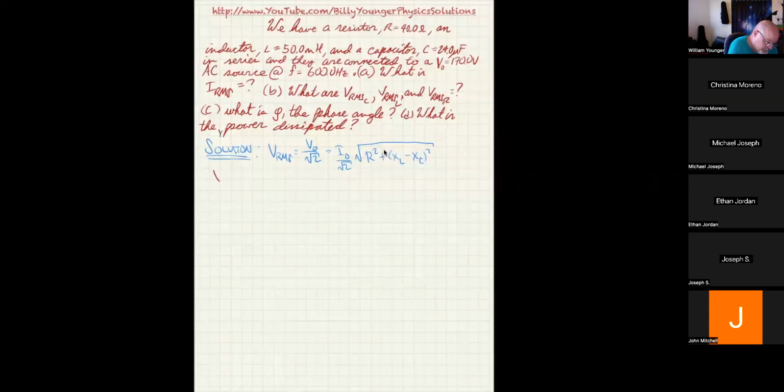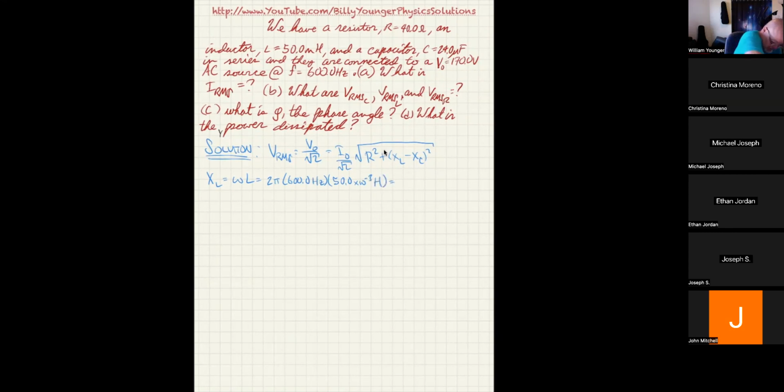So XL is equal to omega times L. Well, omega is basically 600 hertz times 2 pi f, or 600 hertz times 2 pi. So it'll be 2 pi times 600.0 hertz times the L, which we made the L 50.0 times 10 to the negative third henries.